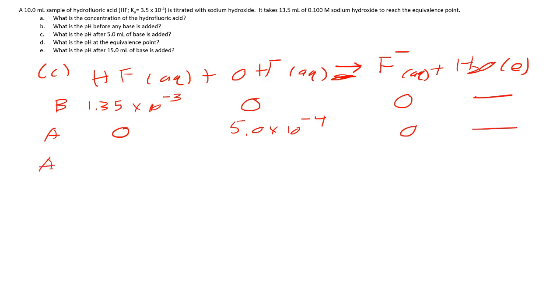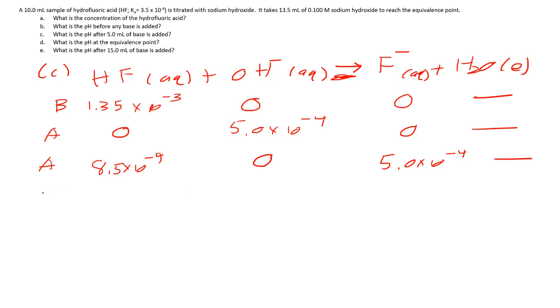And then after the addition, the OH minus is smaller than the HF, so we're going to use up all the hydroxide. And the remaining, we're going to have 8.5 times 10 to the minus 4 HF. And then for our F minus, we're going to have 5.0 times 10 to the minus 4, because for every hydroxide you used up, you made an F minus.